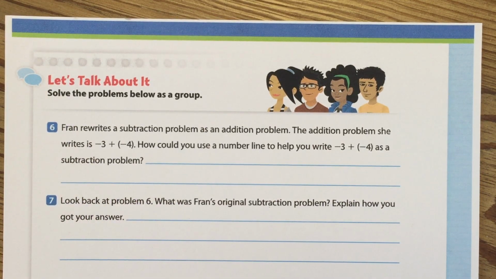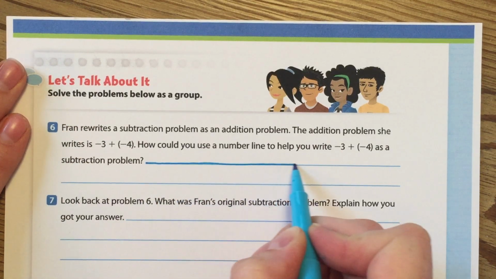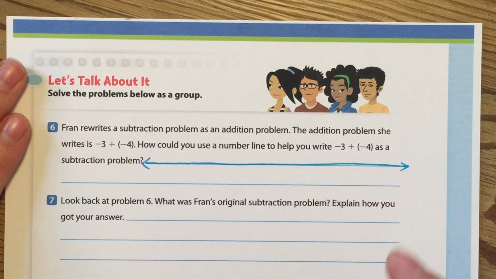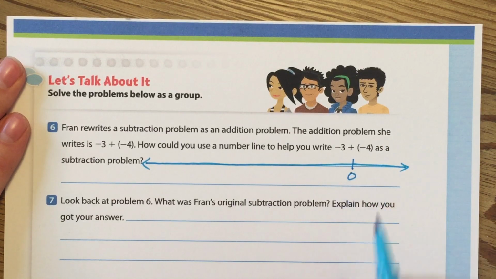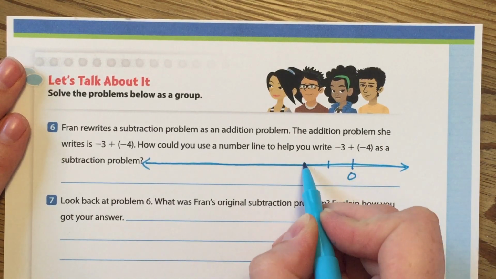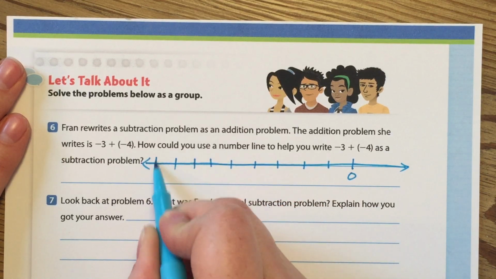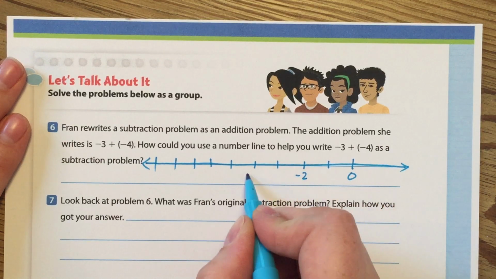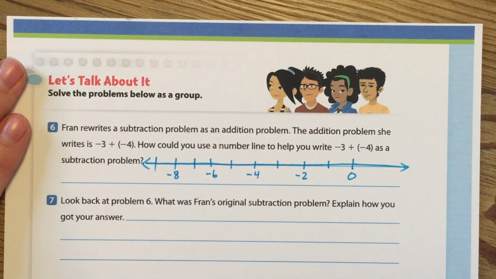Well, why don't we draw a number line to find out? I'm actually going to use this line here to be my number line. And -3 plus -4 in a number line would look kind of like this. We'll go 0, and then let's go to the left. This looks like about 10 to me, so maybe not quite that far. I'm going to count by 2s, -2, -4, -6, -8. That should be far enough.